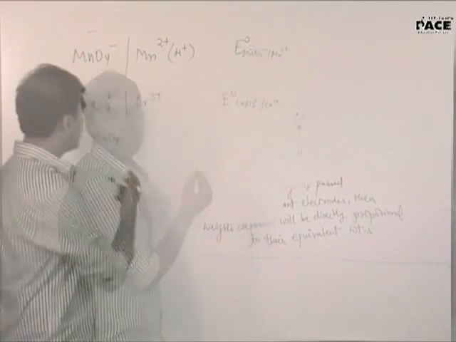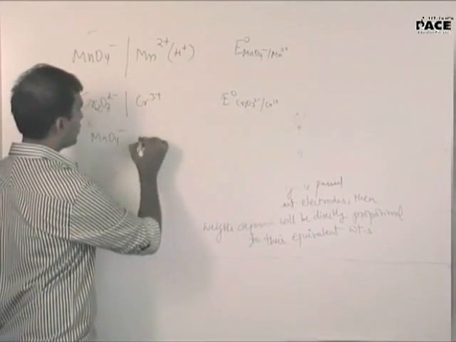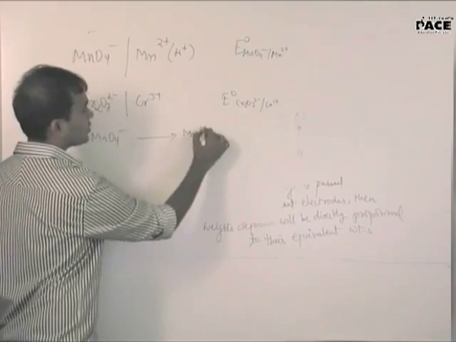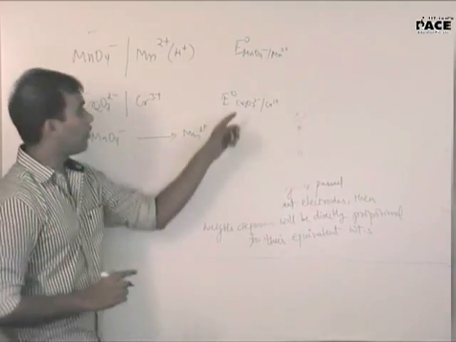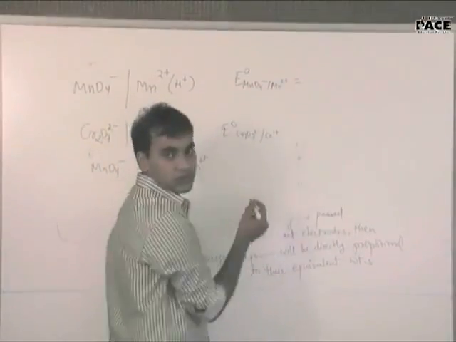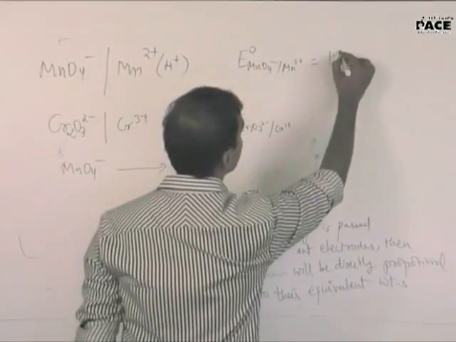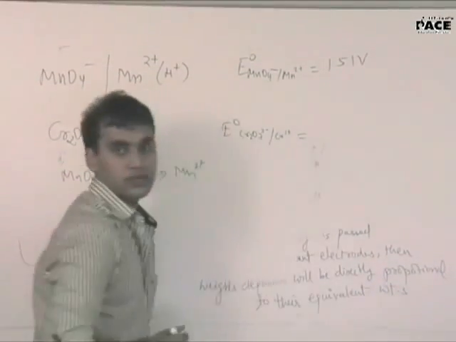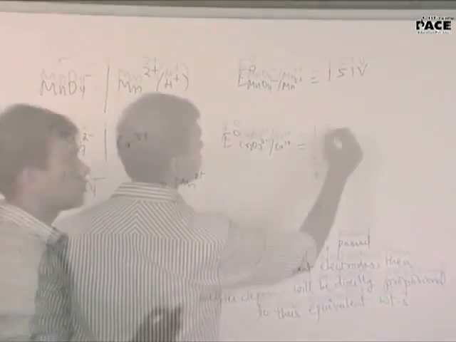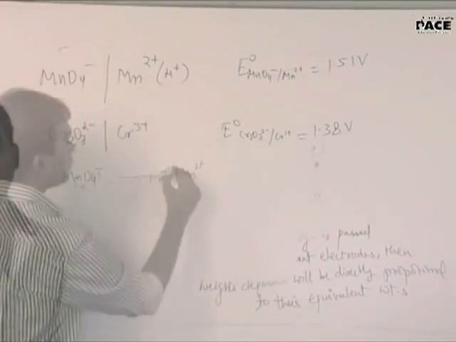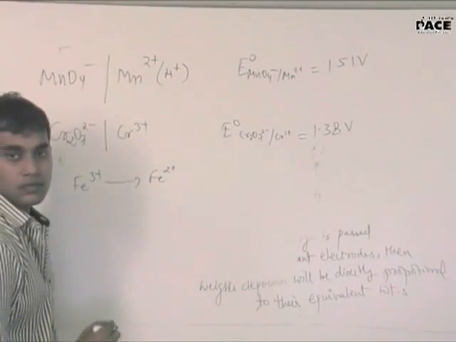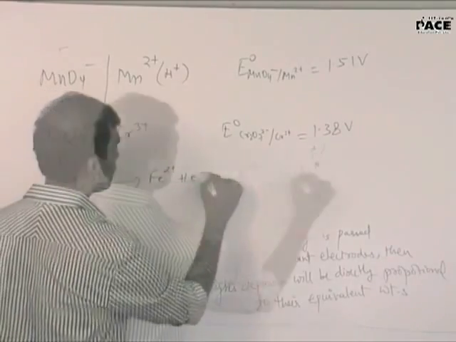Sir, E0 for MnO4 minus to Mn2 plus. This is reduction. What is the E0 given? So 1.51 volts. And for this? 1.38 volts. Okay. And what is asked? And the E0 is 0.77 volts.